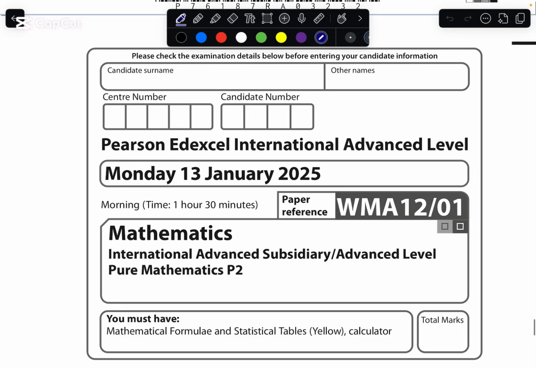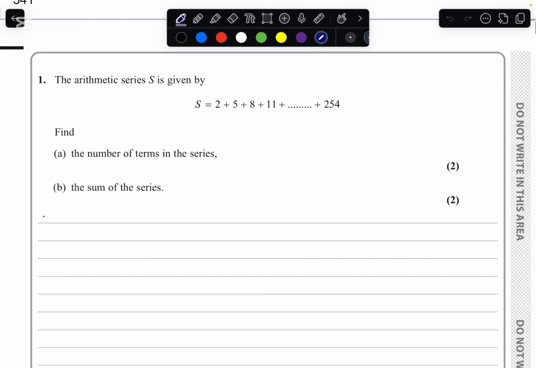In this video, we will be solving January 2025 Maths A Level P2. In question 1, we are given an arithmetic series S that goes 2 plus 5 plus 8 plus 11 plus so on plus 254, and we need to find the number of terms in the series. In this question, we will use the equation Un equals a plus n minus 1 times d. This is given in the formula sheet, so no need to memorize this.